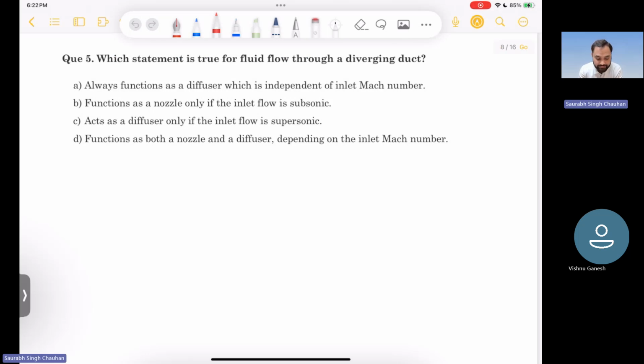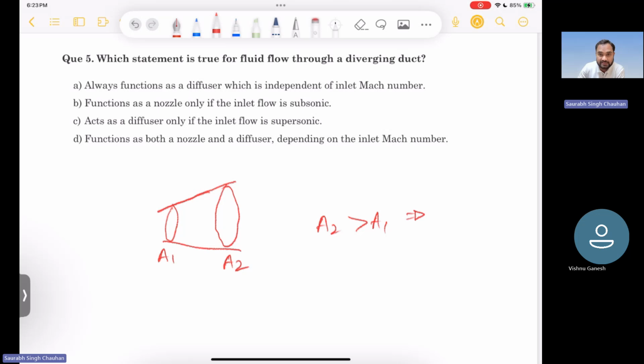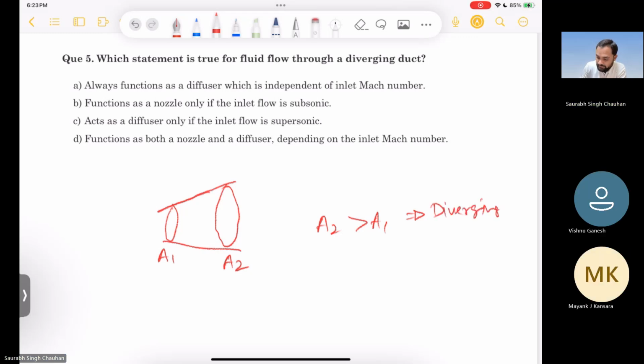So coming to the next question, question number 5. It says, which statement is true for the fluid flow through a diverging duct? So a diverging duct basically means that you have some duct and the area of cross section of that duct is increasing. If the cross section area is A1 here and A2 here, then A2 is greater than A1. So the cross section area is increasing, and this is called a diverging duct. So which statement is true for a diverging duct?